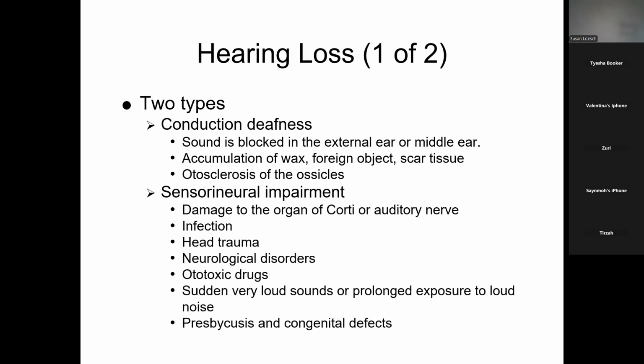You have to know about this hearing loss. What type is what? So we have two types, conduction and sensory neuro. Conduction occurs when sound is blocked in the external or middle ear. You have to know what this is and what causes it. So this can be from wax, some foreign object, anything that might be stuck there that blocks the sound wave. Scar tissue.